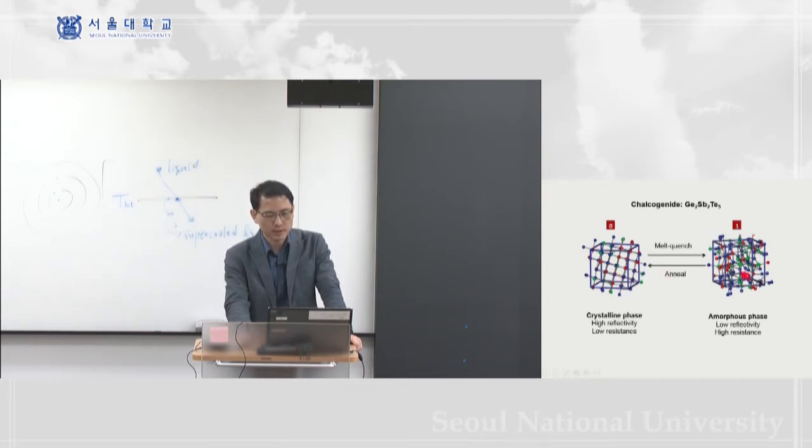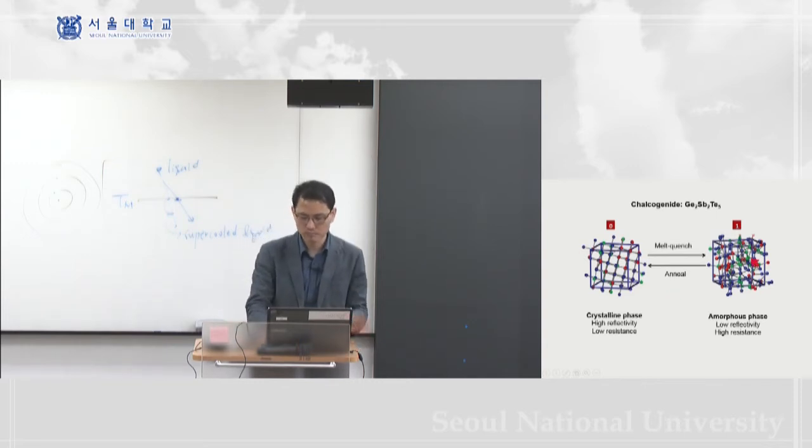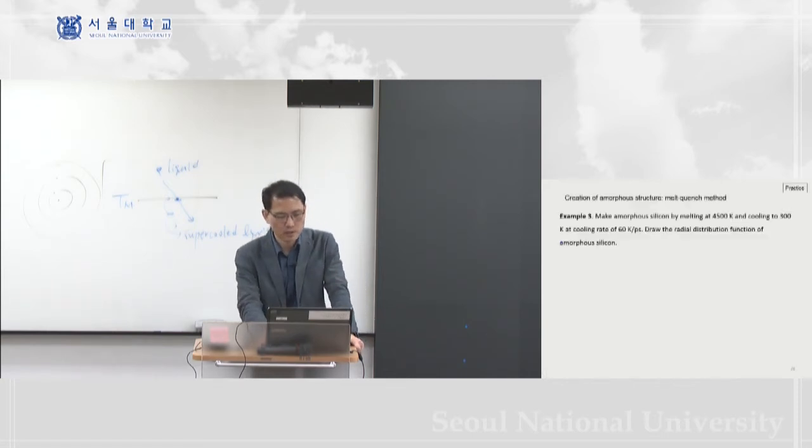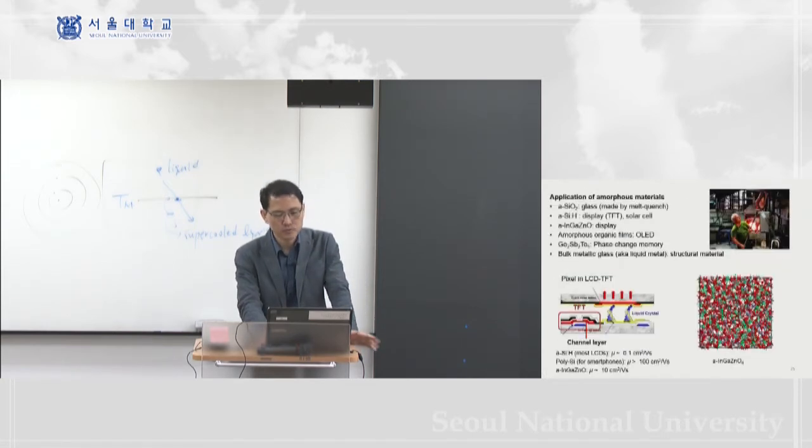But this crystallization happens in a very short time, maybe some tens of nanoseconds, which is very fast. So it can be used even in electrical applications like non-volatile memory. It is one of the key materials for next-generation memory. So there are numerous applications of amorphous structures.